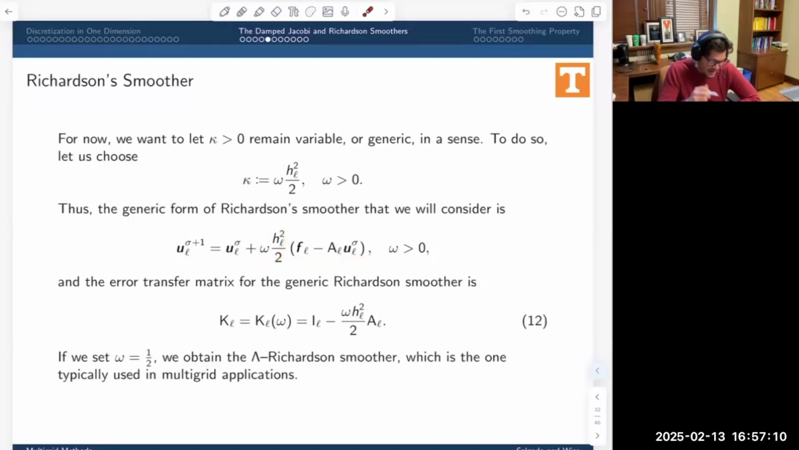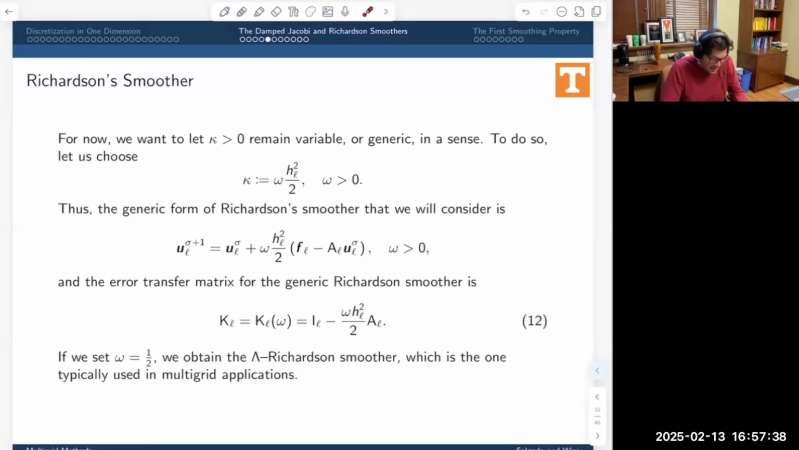So now if I take the I minus the iterator times A, then that gives me the so-called error transfer matrix. I'm going to call that kappa, and it's going to be a function of omega, because here omega is still a free parameter. I can choose whatever I want for omega. It's still generic. So this is my error transfer matrix for the general Richardson smoother.